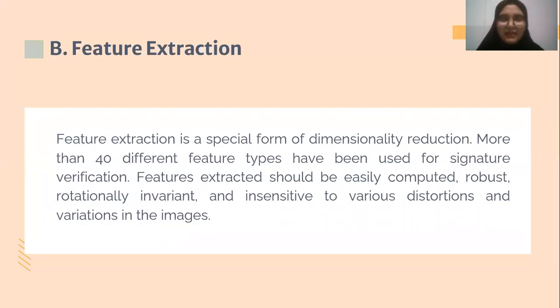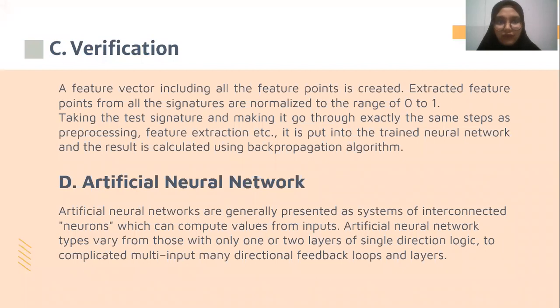The next step is feature extraction. Feature extraction is a special form of dimensionality reduction. More than 40 different feature types have been used for signature verification. Features extracted should be easily computed, reduced, rotationally invariant, and insensitive to various distortions and variations in the image. The features that are extracted in this phase are used to create a feature vector. The following step is verification.